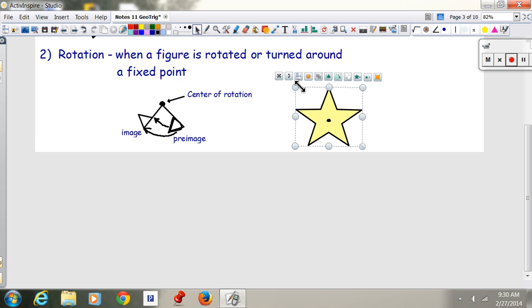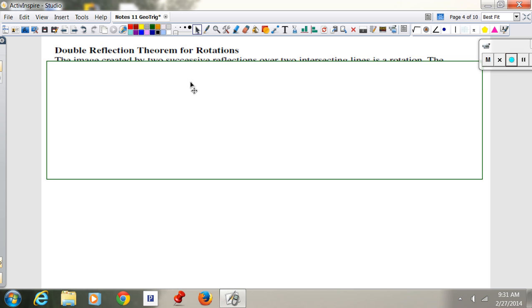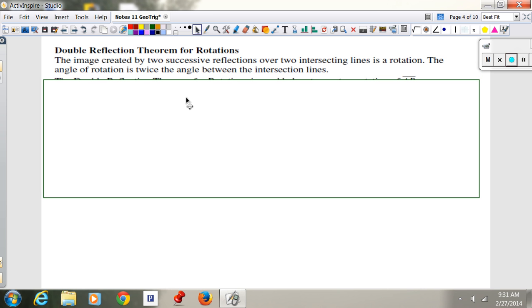Now we have something called a double reflection theorem. And that's right here. Double reflection theorem for rotation. Okay, here's what it is. The image created by two successive reflections over two intersecting lines is a rotation.